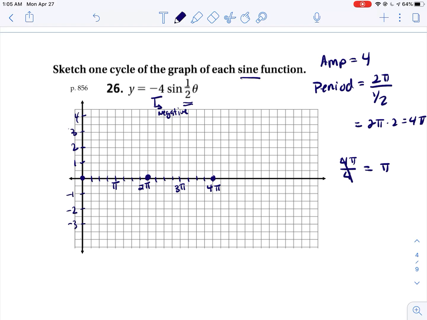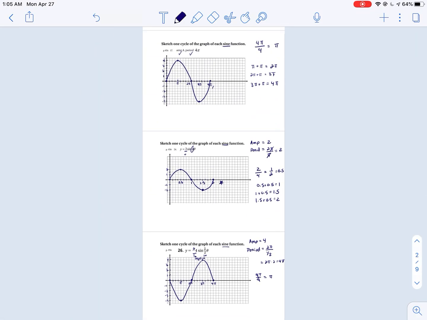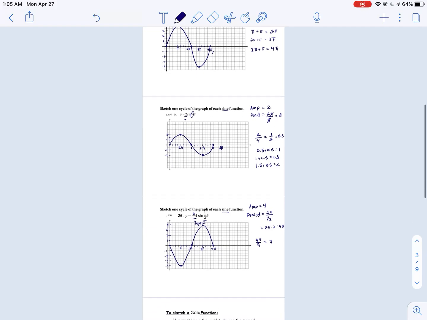1, 2, 3, 4, negative 1, negative 2, negative 3, negative 4. So at my quarter part, right at the pi, I'm going to go down to a negative 4 because of this negative, which means at the second one, I'm going to go to a positive 4. So this is my graph connected. And there we go. We have one full cycle. And again, when you look at them all together, they do look different and they do have different scales.